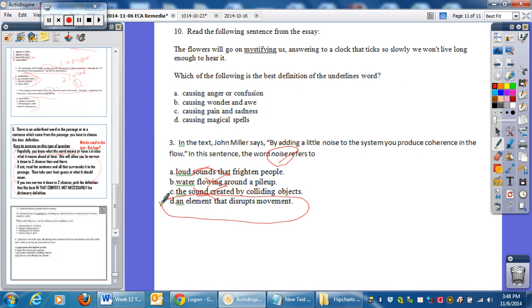So those are the 5 major genres of questions on the ECA. Any questions? Good. All right.